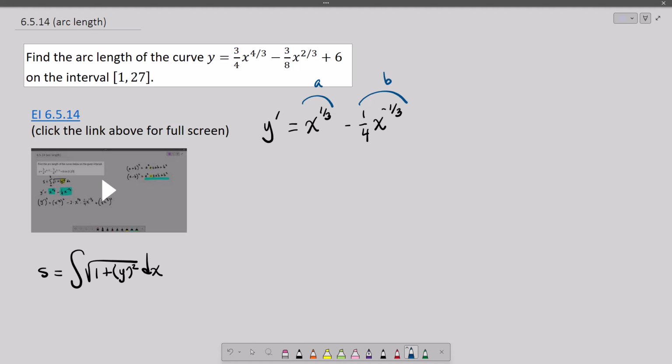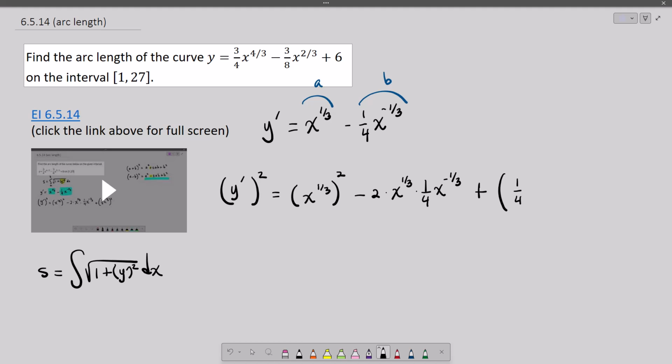So we're going to do y prime squared. We're going to take x to the 1/3. We're not going to square it out. We're just going to leave it like that. So that's a squared. And then minus 2 times a times b. And remember, b does not include the minus sign. So there's minus 2ab. And then b, which does not include the minus sign, is squared. So there's a perfect square trinomial.